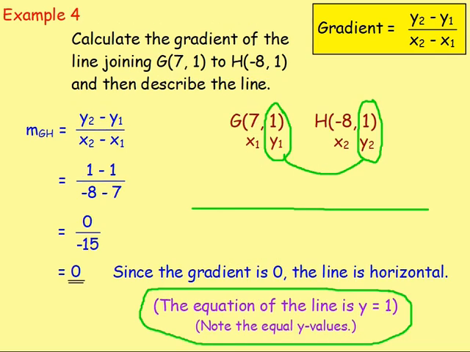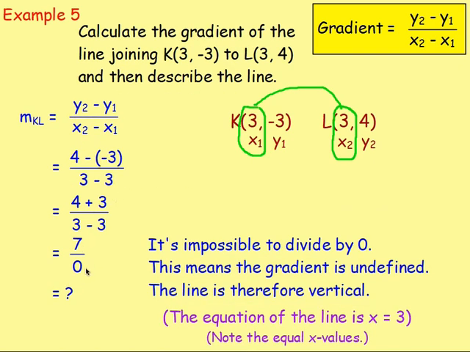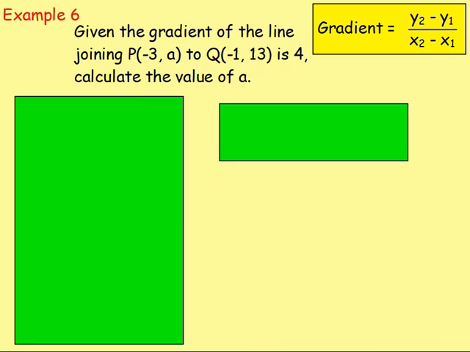What you need to know just now is, again, if I flick back, if you end up with a gradient of 0, so if you have 0 divided by some number, then the answer is just 0. We could have 0 divided by negative 15, we get 0. That means you're going to have a horizontal line. If, however, you end up dividing by 0, well, that can't be done. And if it can't be done, it means the gradient's undefined. And if it's undefined, then it's a vertical line that you would end up with. Let's try one more example.